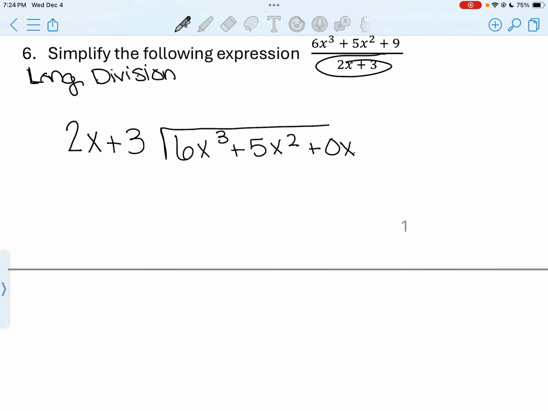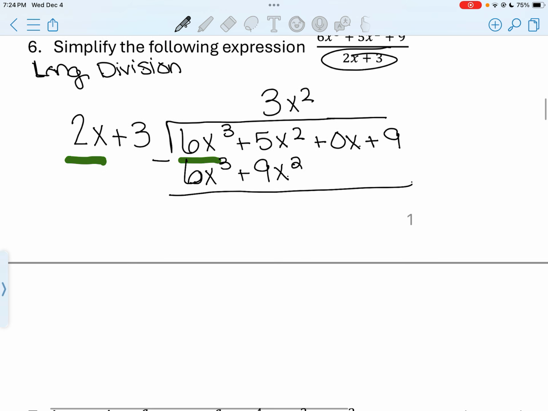You see, I don't have an x term, so I replace it with a 0x. And we're focused solely on our x's. So we ask ourselves, what do I need to multiply 2x by to get 6x cubed? Well, 2 times 3 gives me 6, and x times x squared gives me x cubed. So my number right here is 3x squared. I'm going to multiply this 3x squared by 2x plus 3, which gives me 6x cubed plus 9x squared.